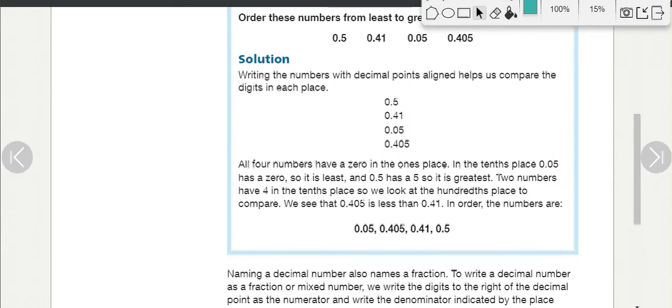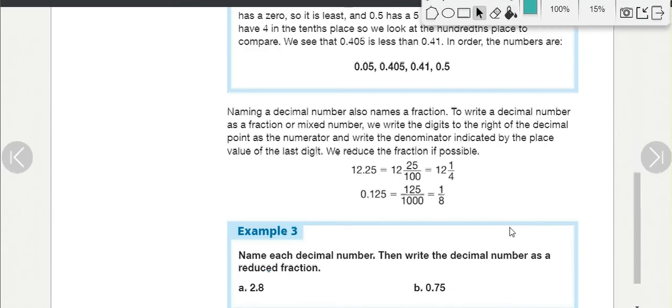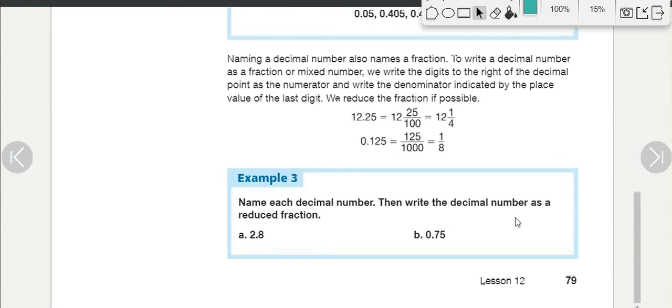Moving right along. Naming a decimal number also helps to name our fraction, like 12.25. How do we say that? We say 12 and 25 hundredths. Say that again out loud. 12 and 25 hundredths. Well, you just said your answer. If you're converting to fractions, simply say it out loud the way you've learned. And you get 12 and 25 over 100. 12 and 25 hundredths. Remember to reduce. 12 and 1/4. Decimal to fraction is really just say it out loud, right?